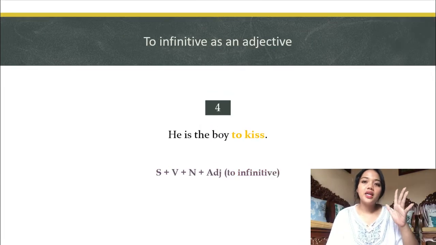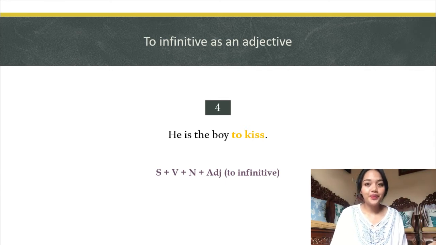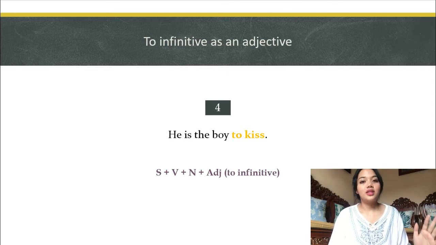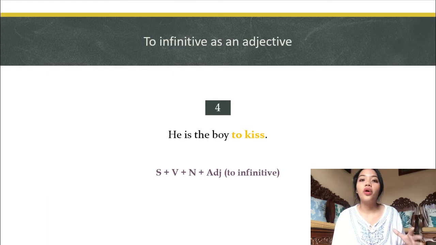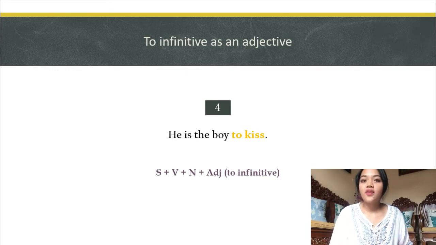Fourth example is he is the boy to kiss. He is the boy to kiss. No distraction, it is only an example. Okay, so to kiss here is the infinitive. It is working as an adjective. So to kiss here modifies the noun. The noun here is boy. Which boy to kiss? Like that. So to kiss here is working as an adjective in a sentence.